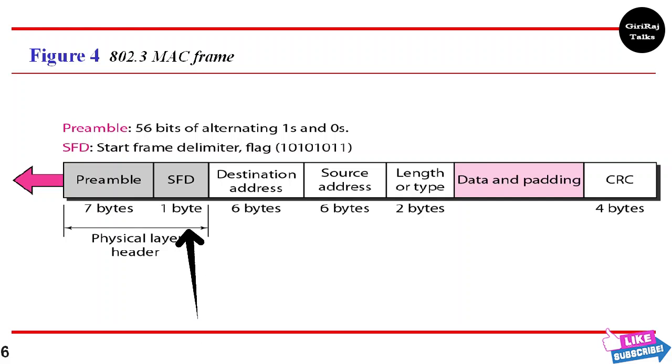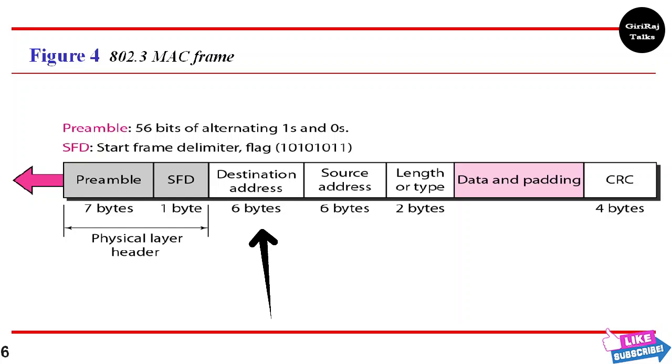Second one, start frame delimiter. A second field signals the beginning of the frame. The SFD warns the station or stations that this is the last chance for synchronization. The last 2 bits is a double one and alerts the receiver that the next field is the destination address. I said second field; you just assume that it is 1 byte, 10101011. In this, the last 2 bits is 11 and alerts the receiver that the next field is the destination address.